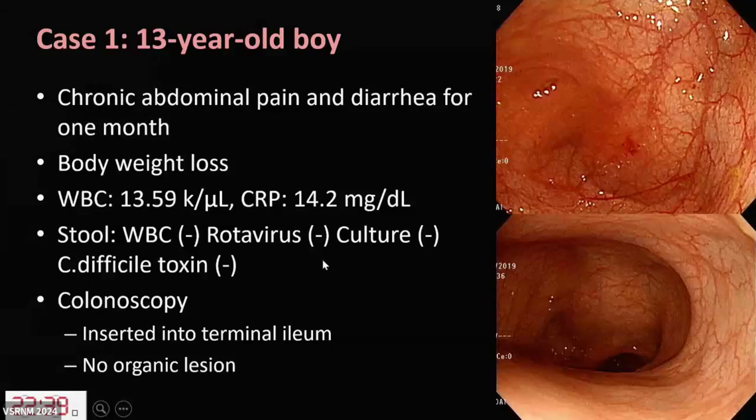The stool cultures were negative, so infectious disease is less likely. He had a colonoscopy that was inserted into the terminal ileum, but it looks normal and no organic lesion was found in the colon, the ileum, and the terminal ileum.